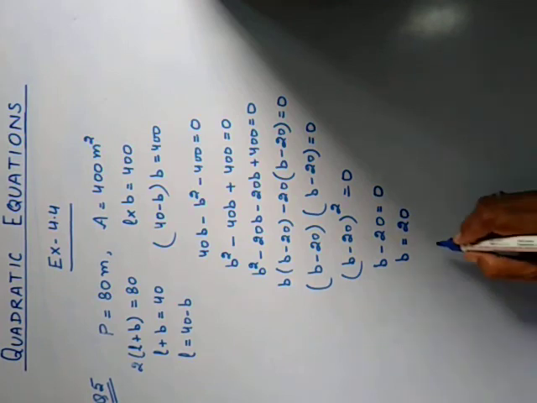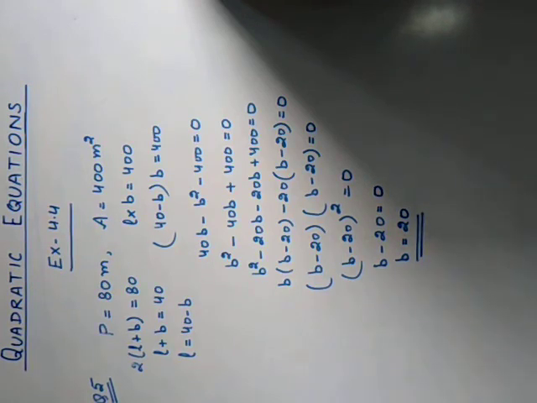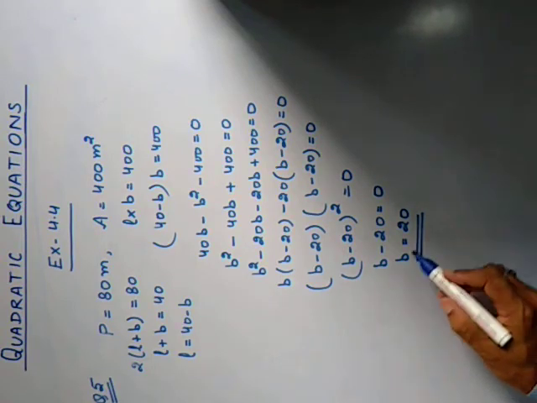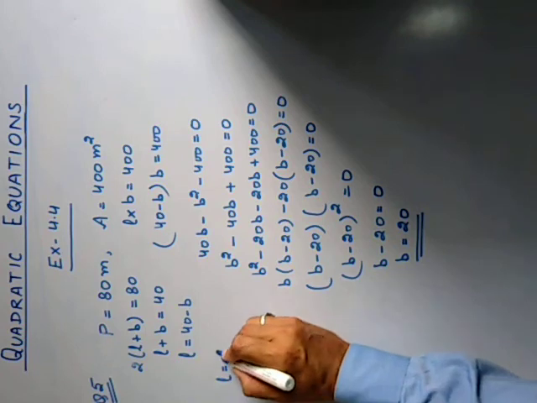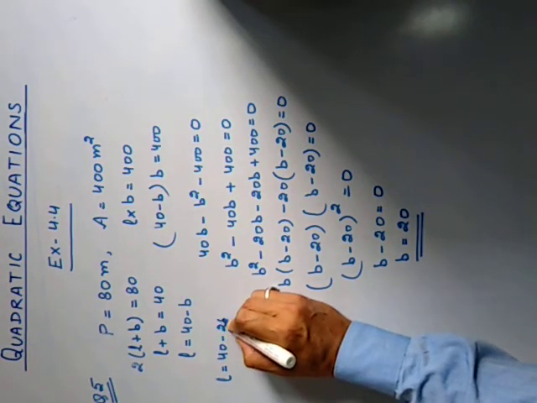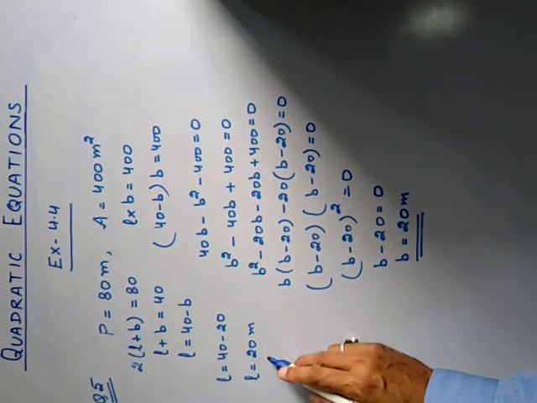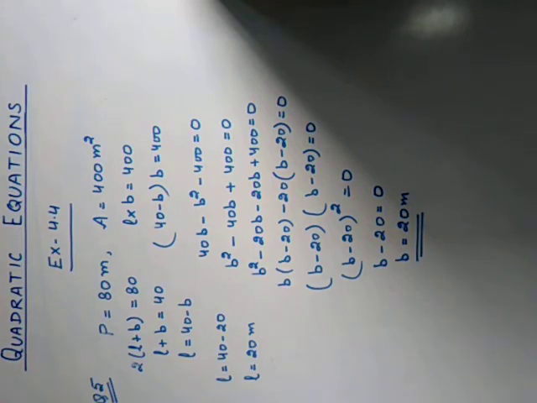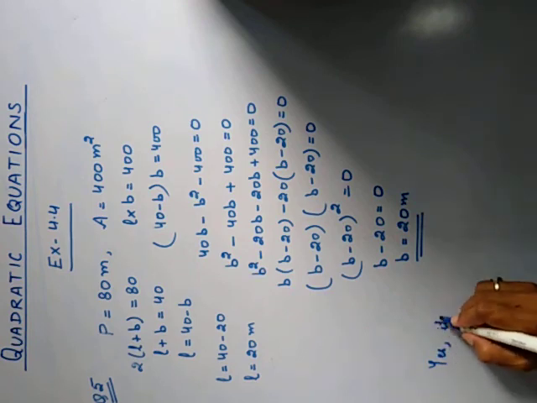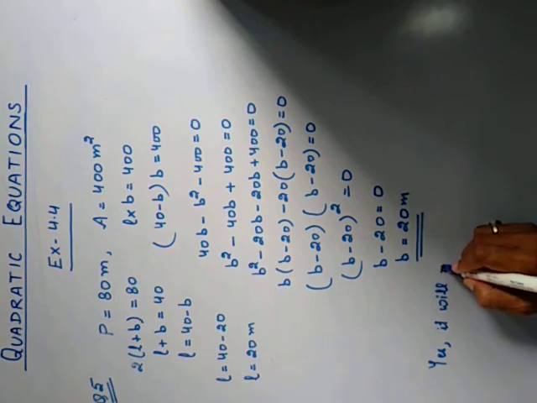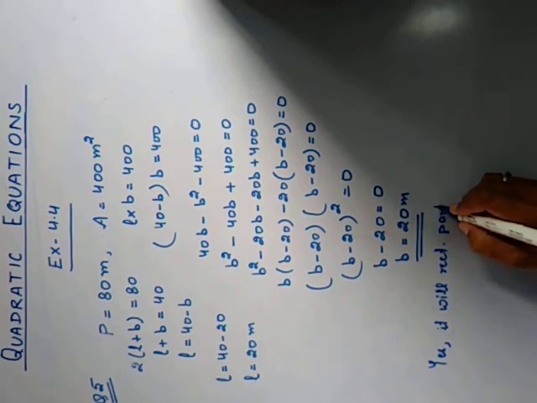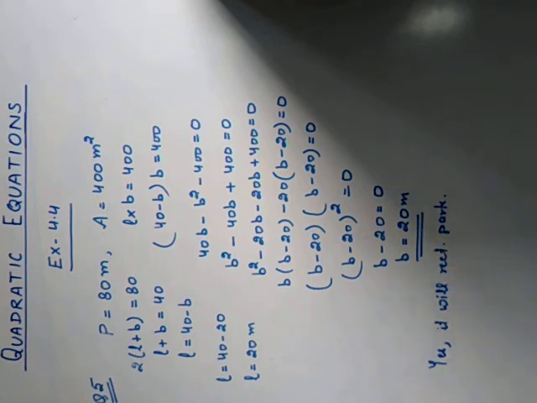So breadth is 20 meters. Now we have to calculate length. So putting the value of b here. So length will be equals to 40 minus 20. So length is also 20 meter. So length is 20 meter, breadth is also 20 meters. So yes, it will be a rectangular path because length and breadth are same. So it is a square, but a square is also a type of rectangle.